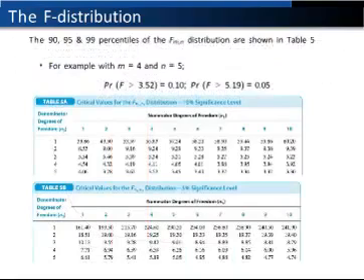The 90, 95 and 99 percentiles of the F(m,n) distribution are shown in table 5. For example, with m equal to 4 and n equal to 5, in table 5 the value for the F-distribution is 3.52 at 10% level of significance. In table 5b the value for the F-distribution is 5.19 at 5% level of significance.